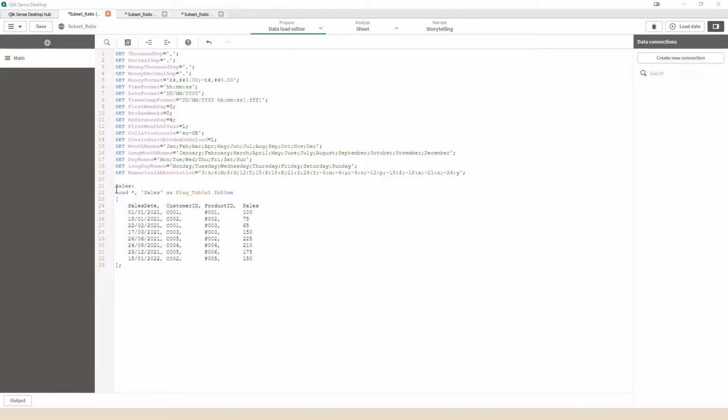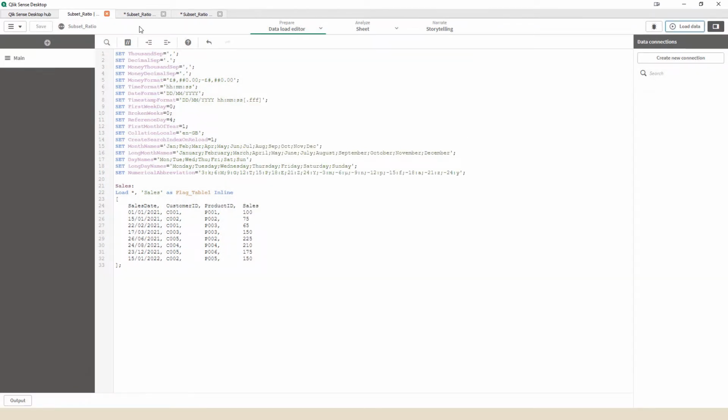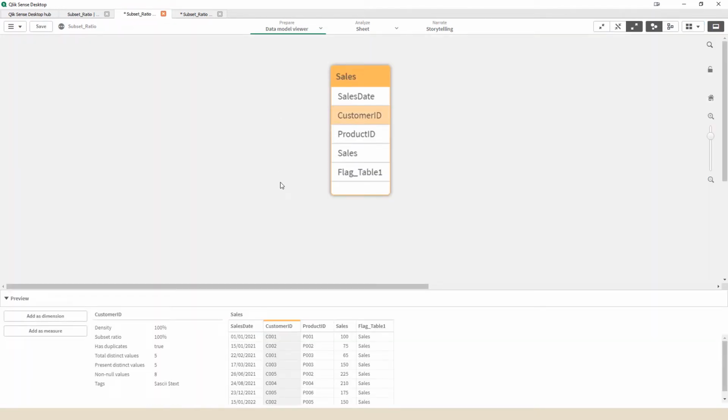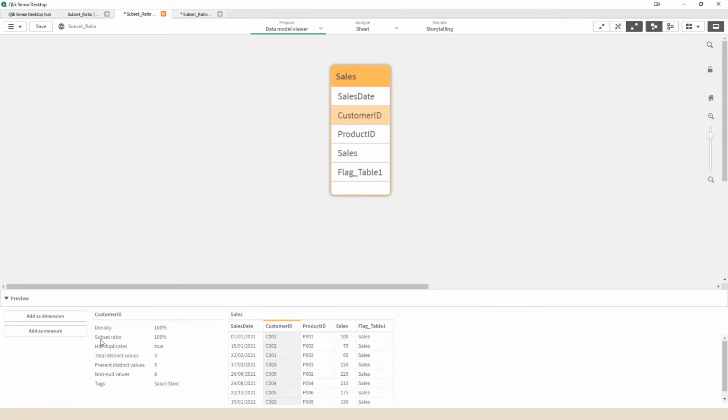I have created a simple sales table where we have sales date, customer ID, product ID and sales information. I have written only a few lines so that we can understand easily. I will load this application and we'll see that there is only one table named sales in the data model. When we select customer ID here, and look at the preview from the bottom, you can see the subset ratio. It is showing 100%.